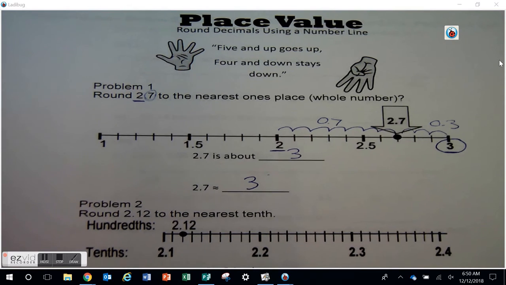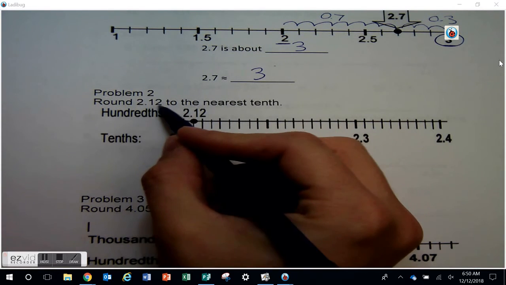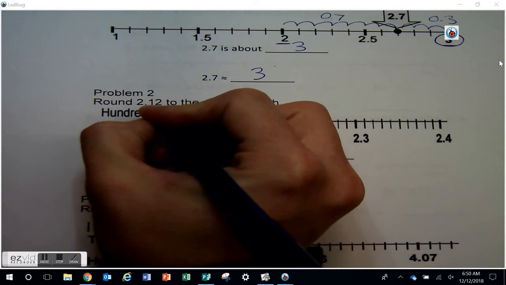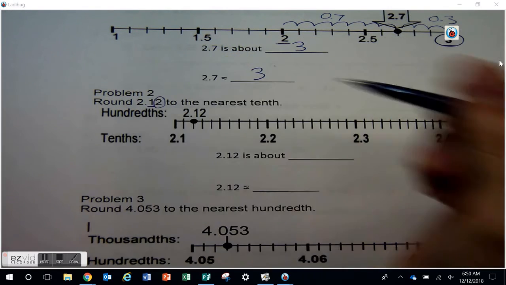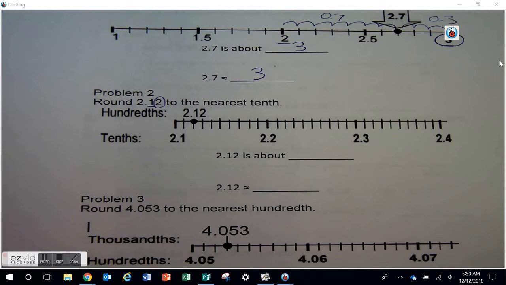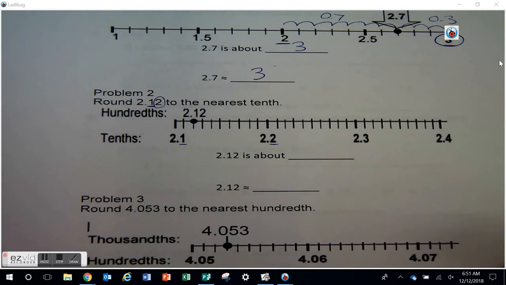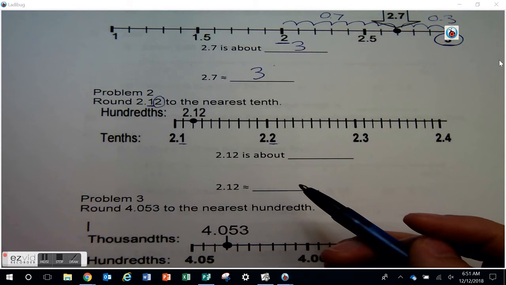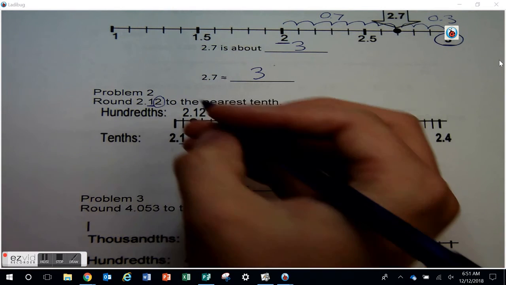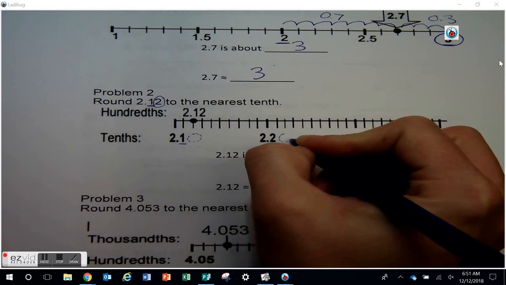Round 2 and 12/100 to the nearest tenth. So I'm looking at the tenths place and its neighbor. Okay, so here I have again the tenths. 2 and 1/10, 2 and 2/10 are my possible choices. And if you need it, you can always use that place value holder to see that 12/100 comes between 10/100 and 20/100.